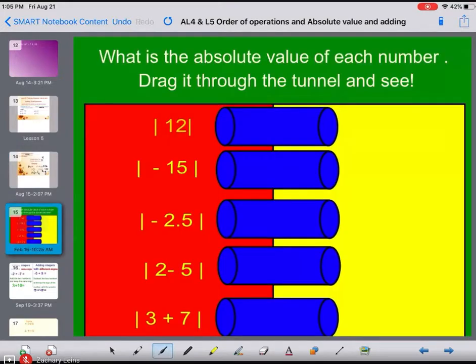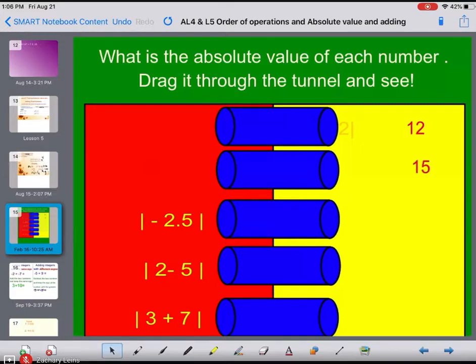Next slide. So go ahead and practice to see what the absolute value of these would be. We'll resume in 3, 2, 1. So here, absolute value of 12 is 12. Here, absolute value of negative 15. It might be 15 units to the left of 0 on a number line, but again, we're looking for the positive distance, so it's 15.